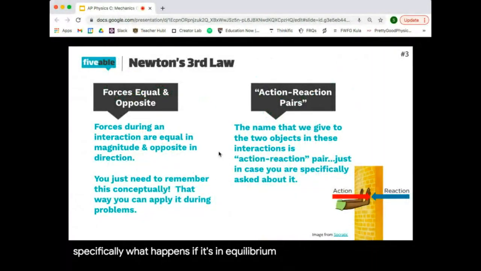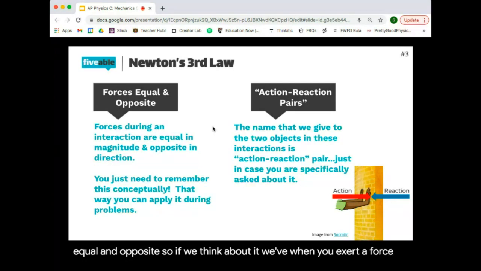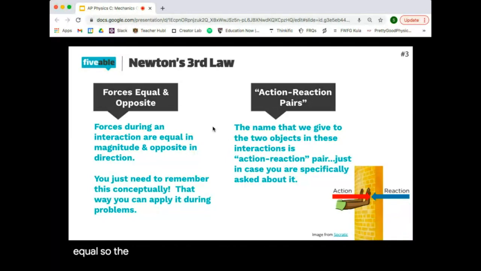We're going to talk about Newton's third law for a hot second. You may see a multiple choice question on it, but it's not a huge deal usually. Newton's third law says that forces are equal and opposite. When you exert a force on something, it also exerts a force on you. The magnitude, that's the number, is equal, but it's pointing in the opposite direction.